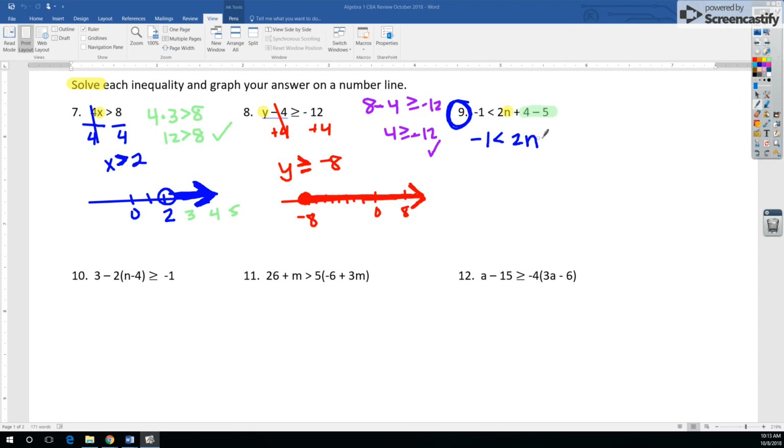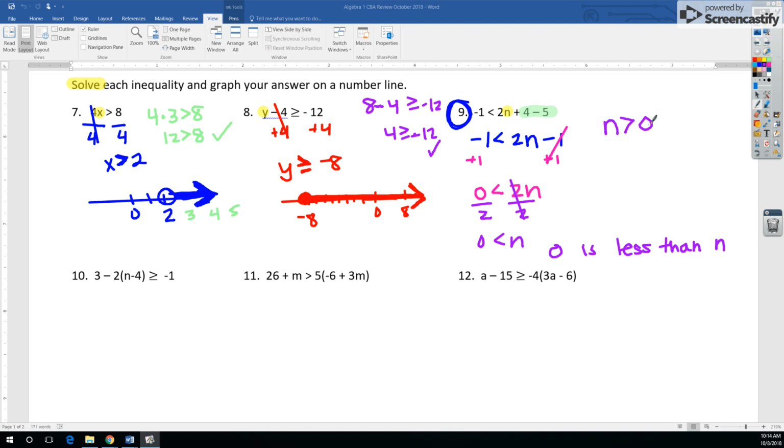4 minus 5 is negative 1. Now we are going to add 1, so we can isolate our variable. So negative 1 plus 1 is 0. And then 2 is being multiplied by n, so I'm going to divide. And 0 divided by 2 is 0. So the way that this reads is 0 is less than n, which is completely equivalent to n is greater than 0 if I switch it around.